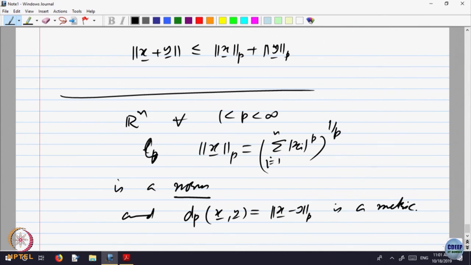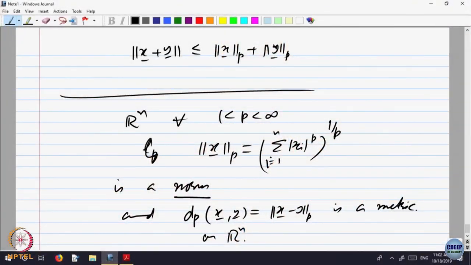This is a metric on R n, right. So, on the same set R n, you have got an infinite number of metrics. For every p, even p equal to 1 also we have done it, p equal to infinity also we have done it, every power in between, p bigger than 1 and less than infinity, also we are getting a metric.